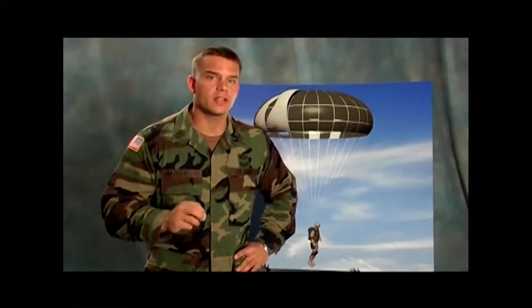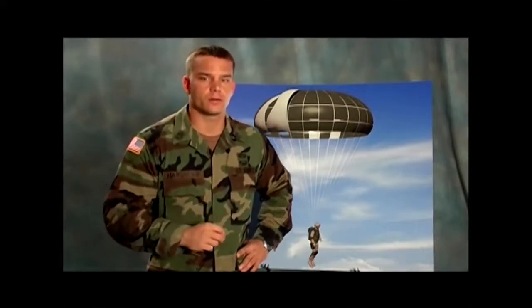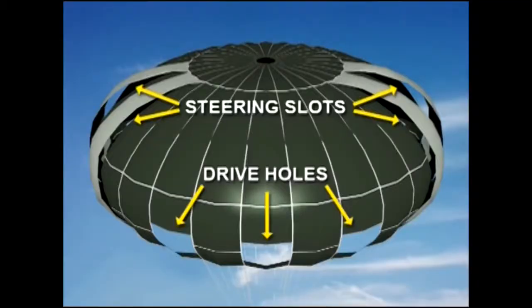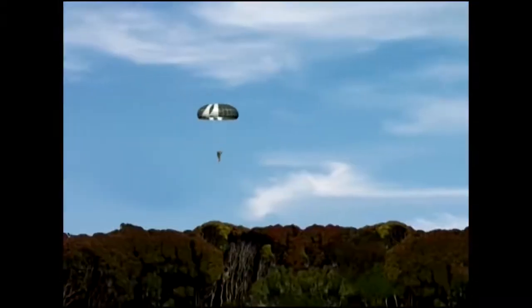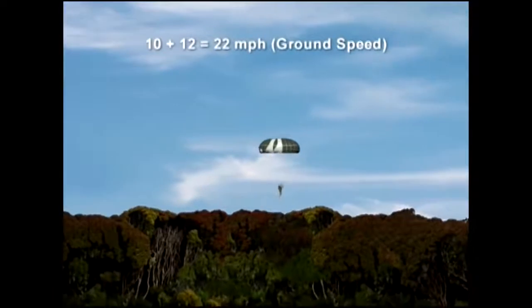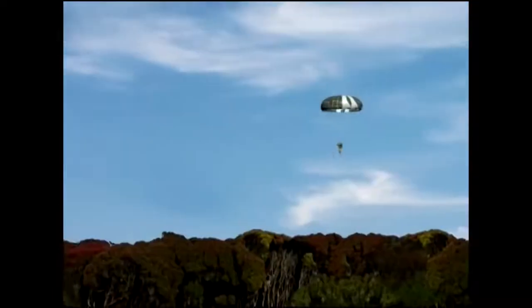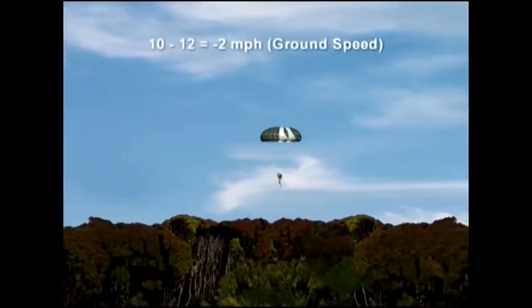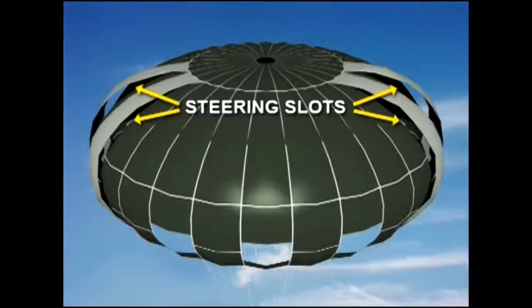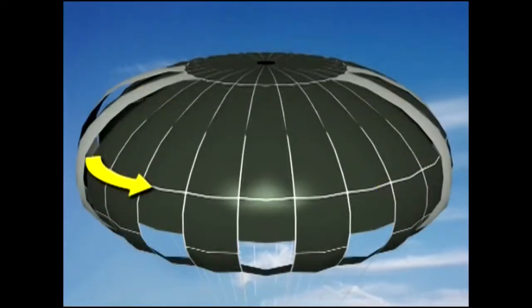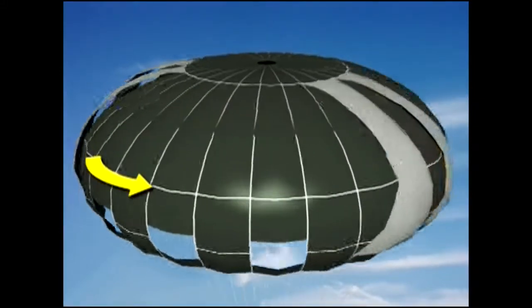Before we move on, let's review what we've learned so far. MC-6 parachutes have steering slots, drive modifications, and braking modifications. The steering slots and drive modifications give the canopy forward speed. However, the ground speed of the canopy depends on which way it's faced in relationship to the wind. Steering lines are attached to steering slots. Pulling a steering toggle will cause the canopy to turn. Pulling both steering toggles at the same time is called braking.